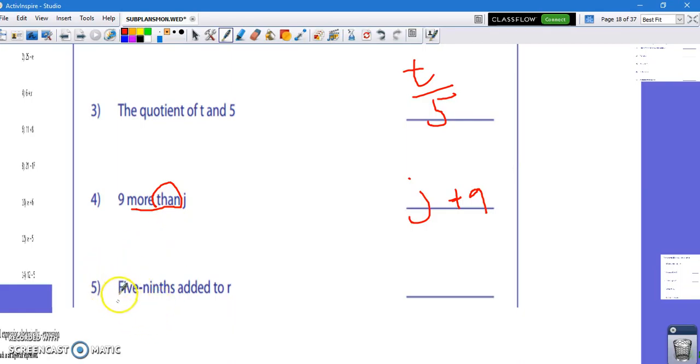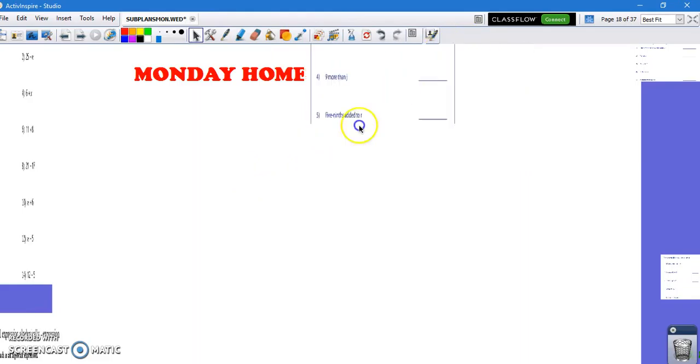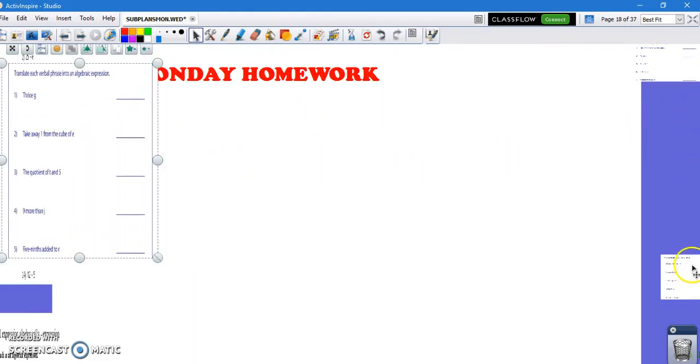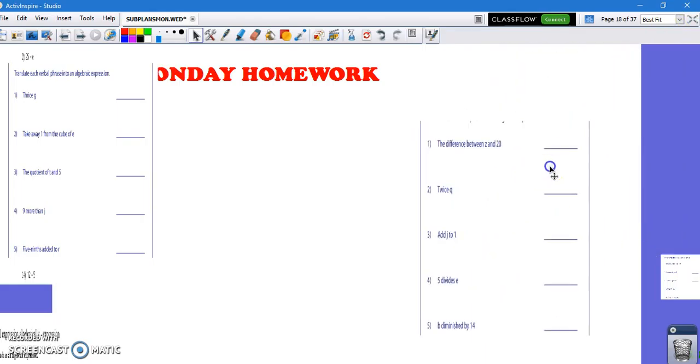Number 5, 5 nights added to r. So 5 nights added to r. So that means 5 nights is going to be at the end of your statement. r will be in the front. 5 nights added to r. So this takes you through your second page or third page, whichever, knowing that there's 3 pages altogether. And I have your last one, or 2 perhaps.